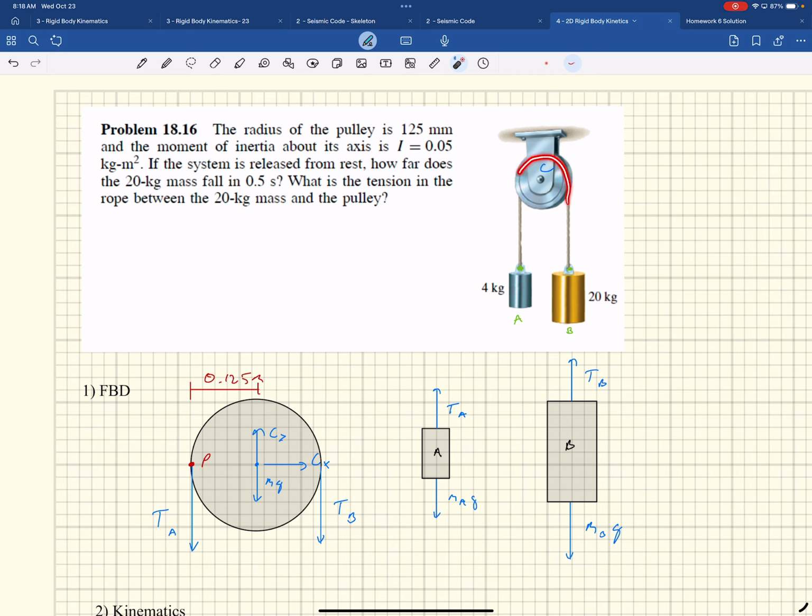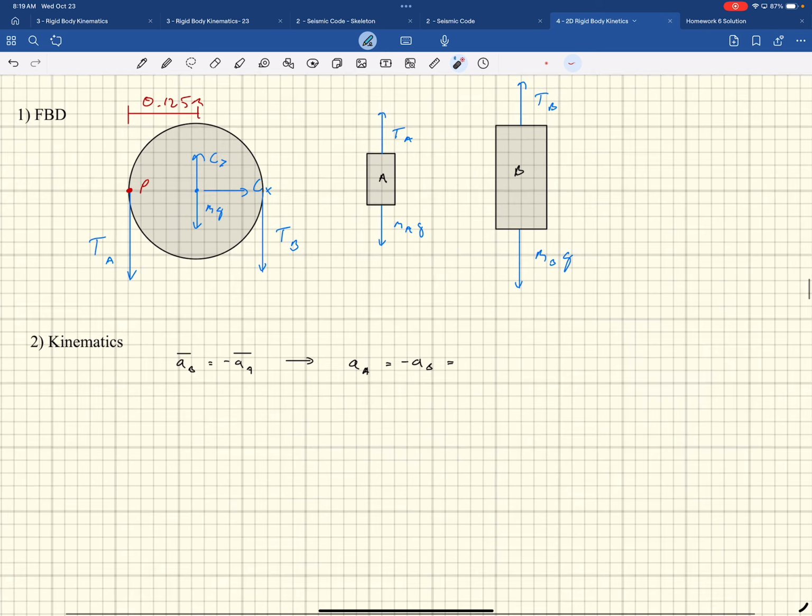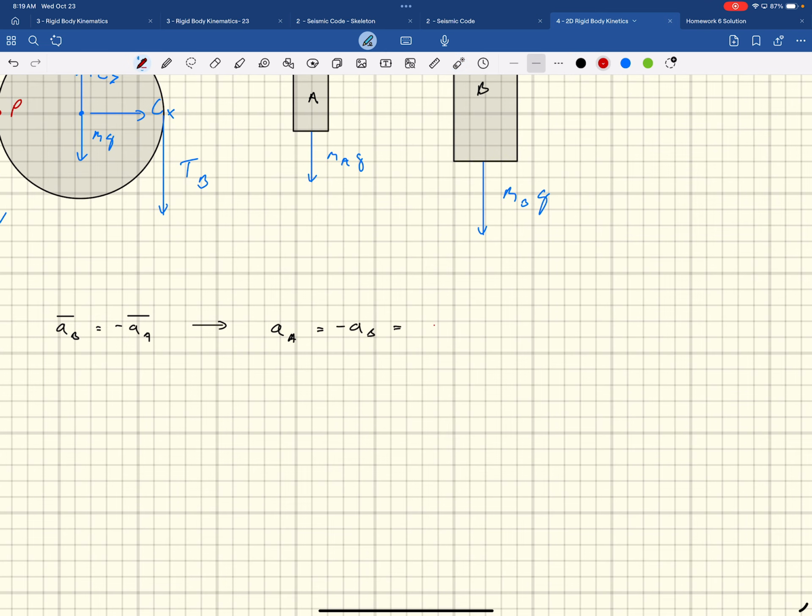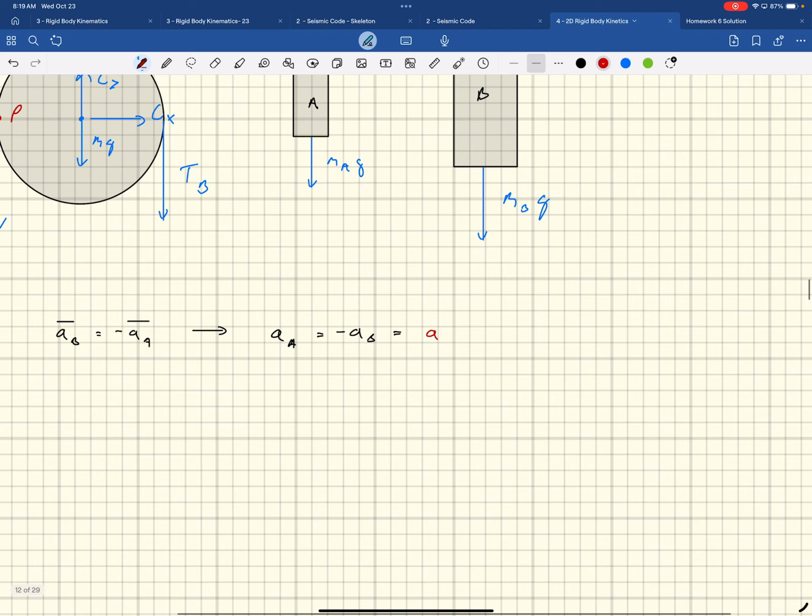If I assume there's no slip around that corner, and this is inextensible, the acceleration of this point right here will be the same as the acceleration of this point. Everybody get that? Everybody okay with that? So they will say that. That's equal to the acceleration of P. This is all geometry just related to it right now.